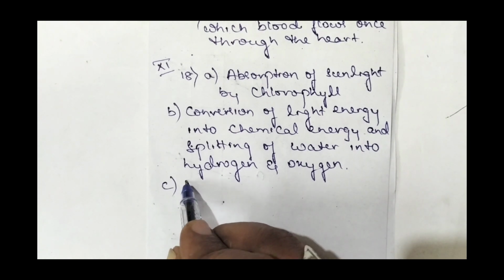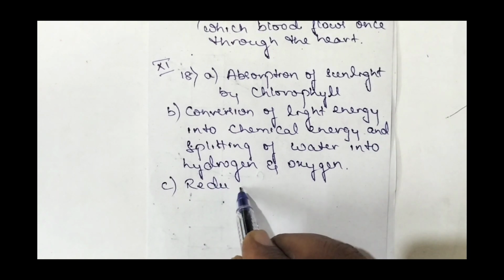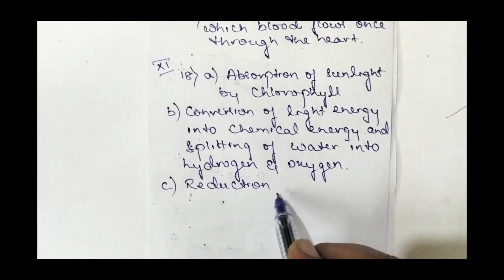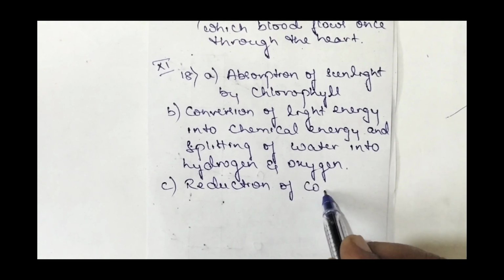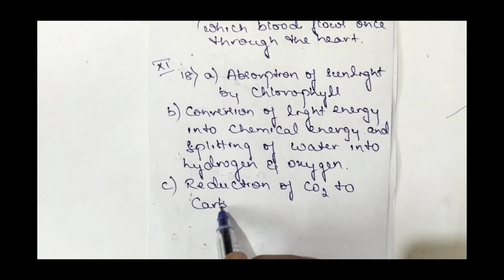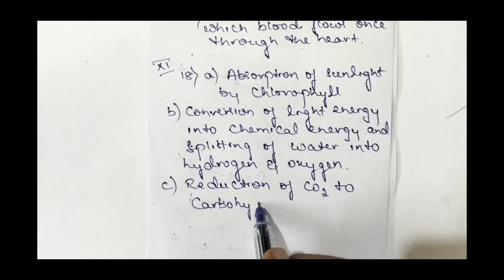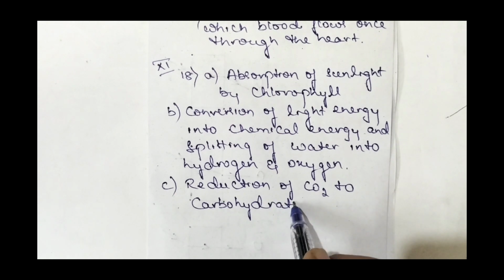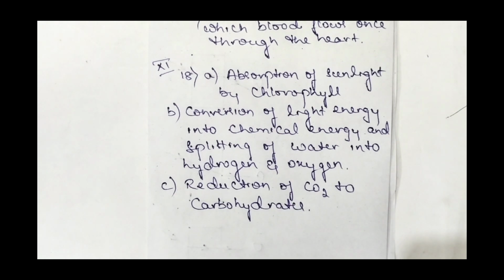Then coming to the third and last step, we have to write it as reduction of carbon dioxide to carbohydrates. So during reduction, carbon dioxide is converted into carbohydrates. So these are the steps involved in photosynthesis.